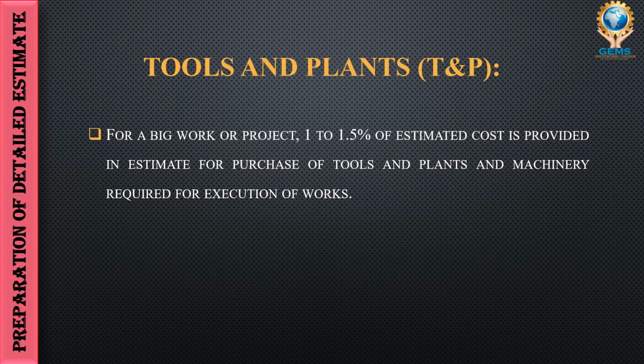1 to 1.5% of the estimated cost is provided in the estimate for the purchase of tools, plants and machinery required for the execution of the work. So for executing the work in construction, we need some tools and plants or machines. For that we are adding 1 to 1.5% of the estimated cost.